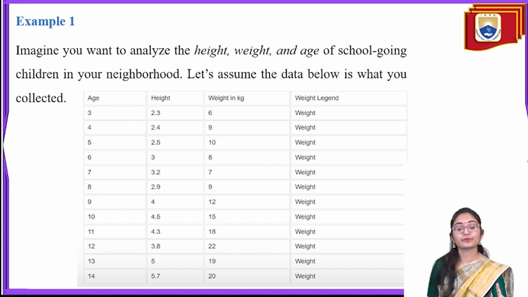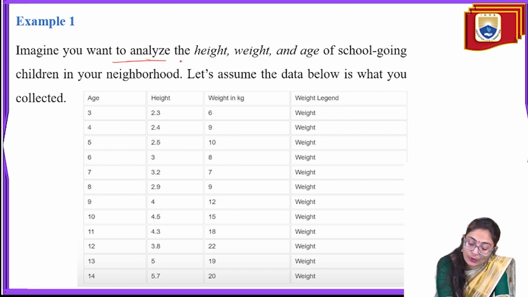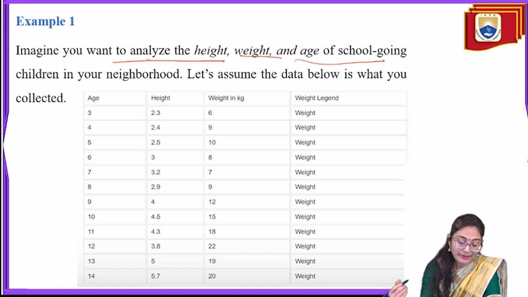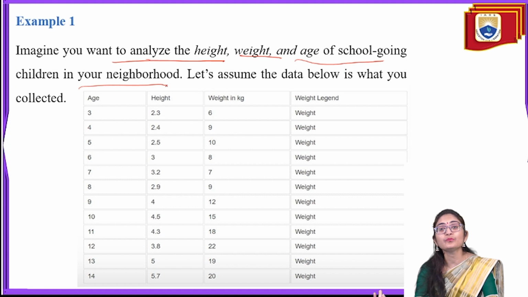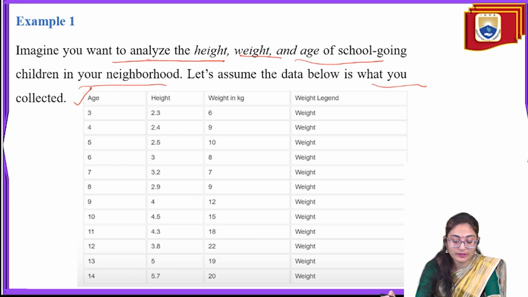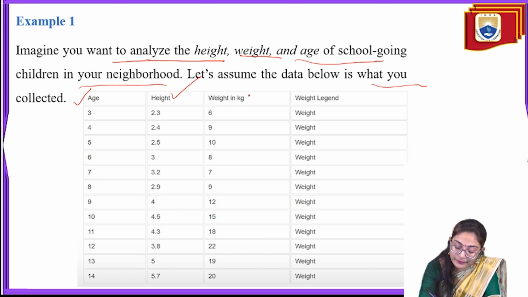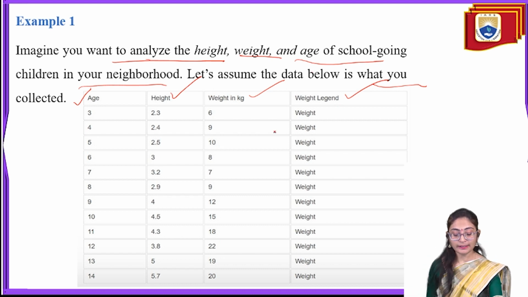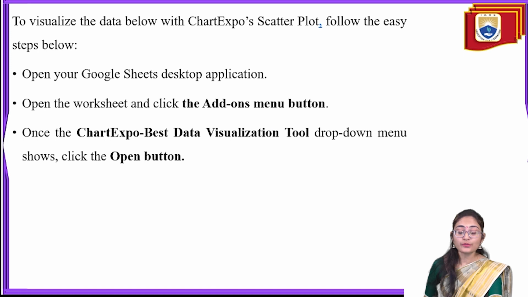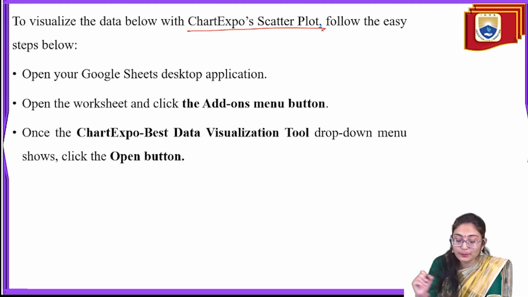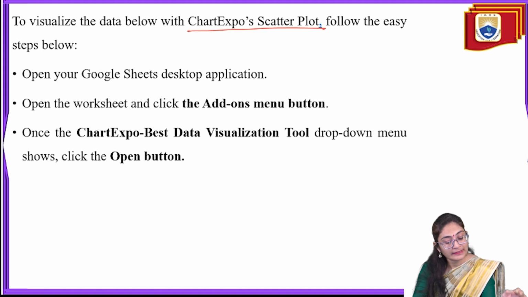Now, first there is one example. Imagine you want to analyze the height, weight, and age of school-going children in your neighborhood, and let's assume the data below is what you have collected: the age of the children, the height of the children, weight in kg and weight in lb. So you have collected all this data, and now you have to visualize it using the ChartExpo scatter plot, and you have to follow these steps.